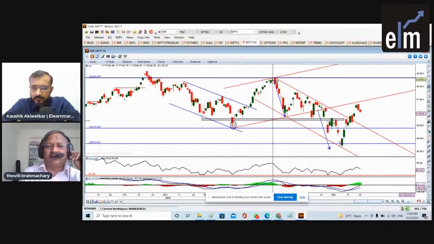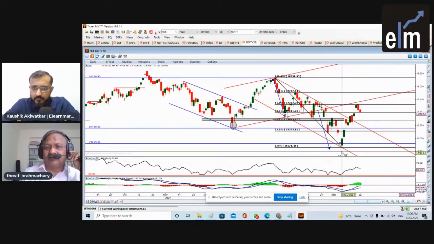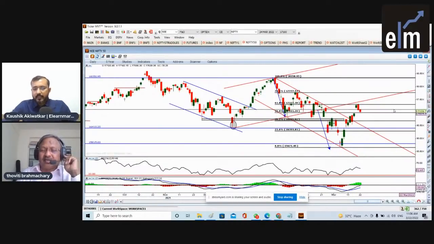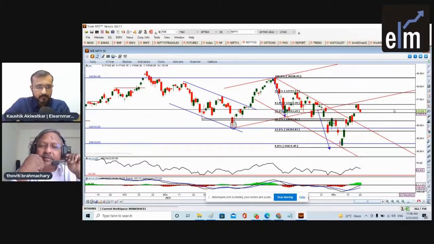Exact retracement level which works is the 61.8 percent retracement. Generally, in any bear market conditions, retracements will not move more than 61.8 percent. So there it ends.